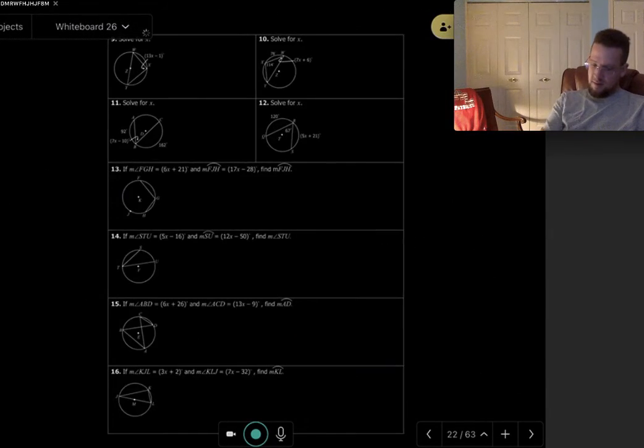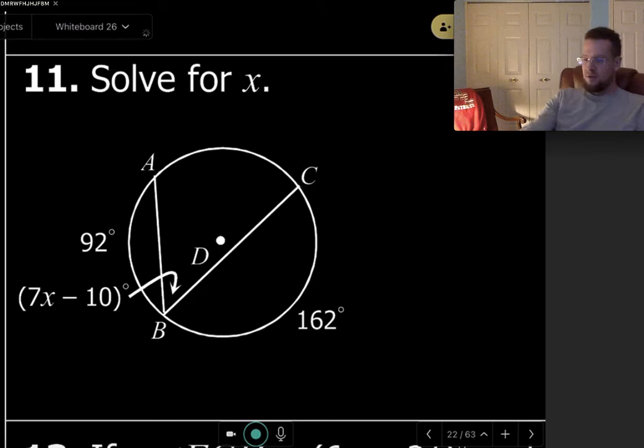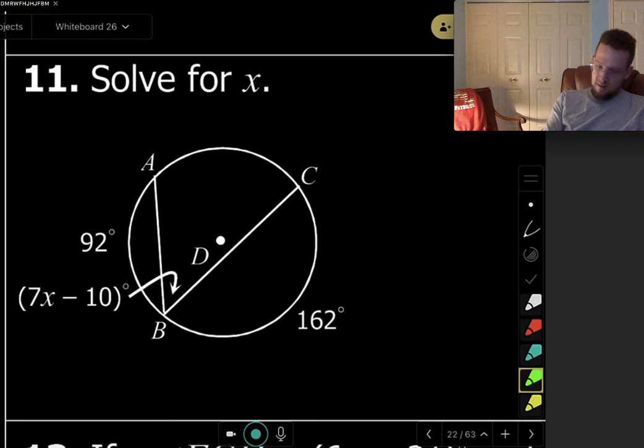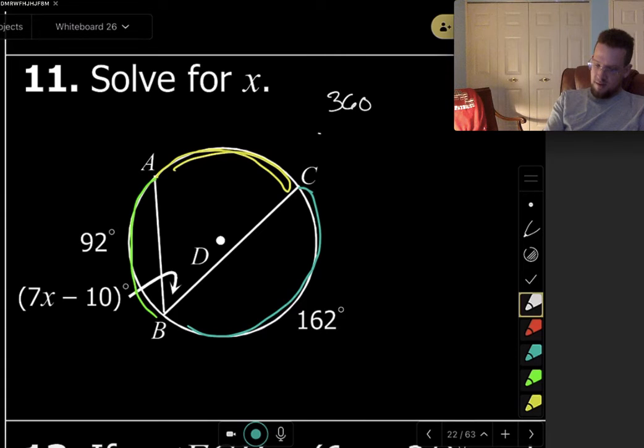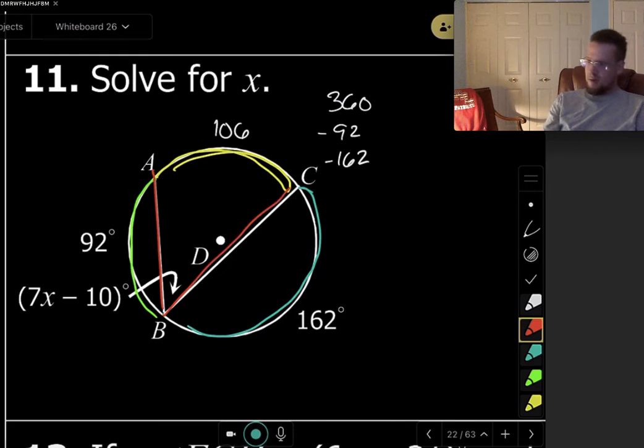Let me just see if I can find a good one to do. How about we do this one? Just arbitrarily chosen. So here we go. We have this piece out here, 92. We got this piece over here, 162. And we can kind of find this one. So I'm just going to go ahead and find that. 360 minus 92 minus 162. And this is 106.